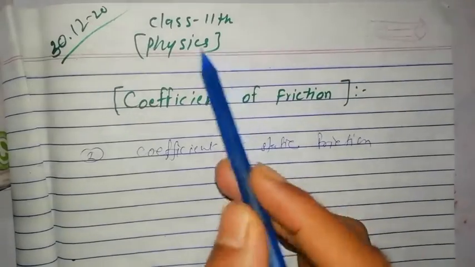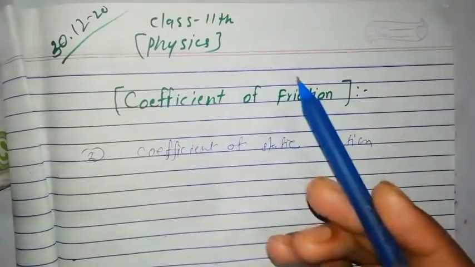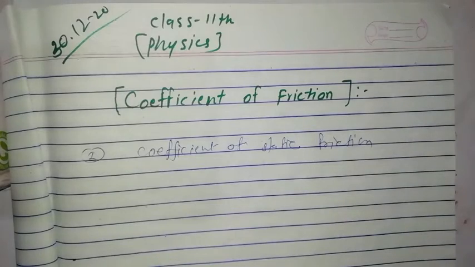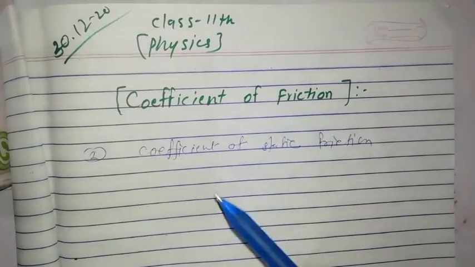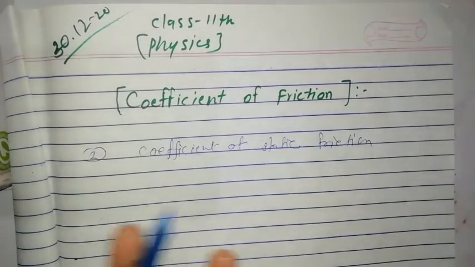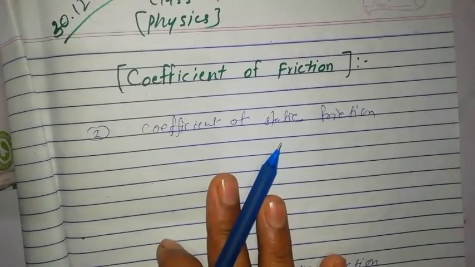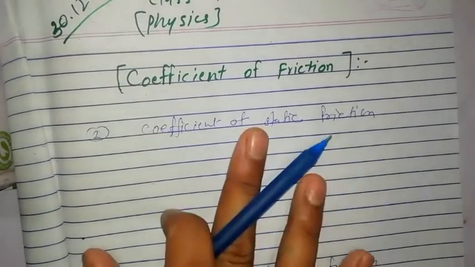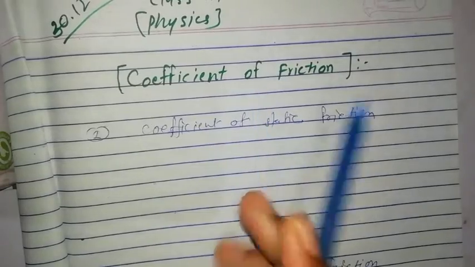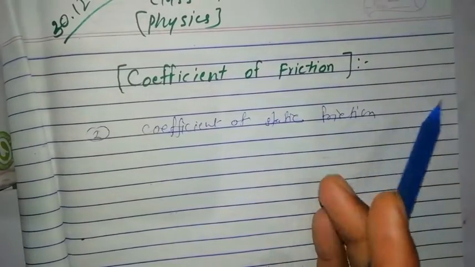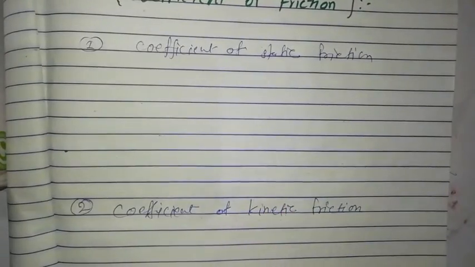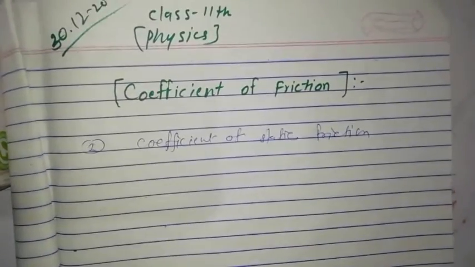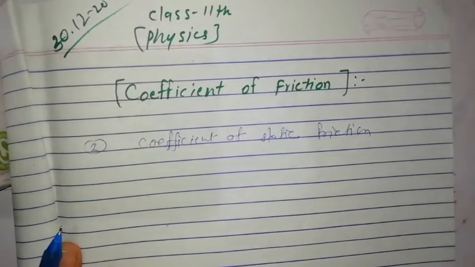Student, class 11 physics, and the chapter name is friction, and our today's topic is coefficients of friction. Coefficients of friction are of two types, that means coefficient of static friction and coefficient of kinetic friction.